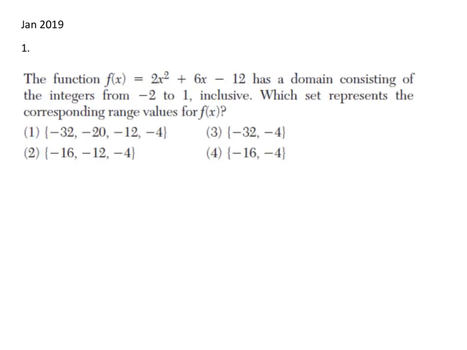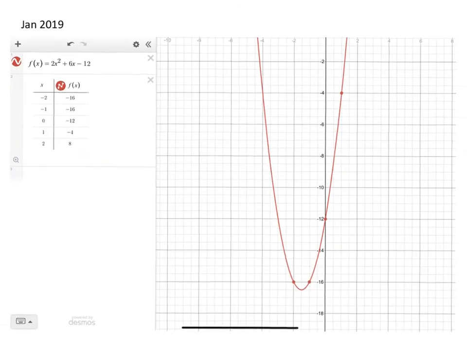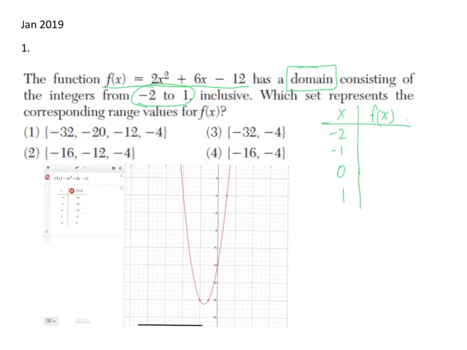So we have this question: the function f(x) is equal to 2x squared plus 6x minus 12 when it has a domain consisting of the integers -2 to 1. So those are our x values, -2 to 1. And we are trying to find out the range. So you can put in all these values: -1, 0. So what I did was I went to Desmos and I plotted the graph. So this is what I have right here.